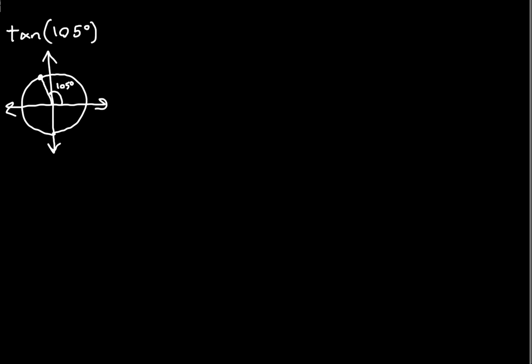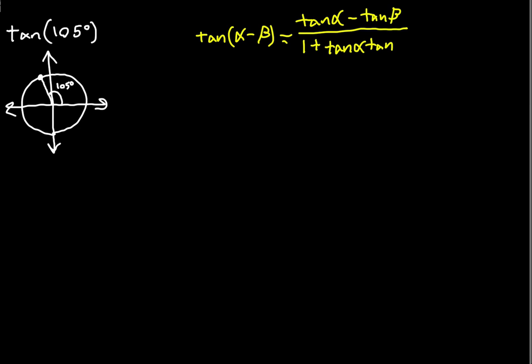So I would guess that this has something to do with angle subtraction, since this is not an angle that I'm particularly familiar with. So what kind of angle subtraction could this be? First of all, I'm going to write out our angle subtraction formula. So tangent of alpha minus beta is going to be equal to the tangent of alpha minus the tangent of beta divided by 1 plus tangent of alpha times tangent of beta.